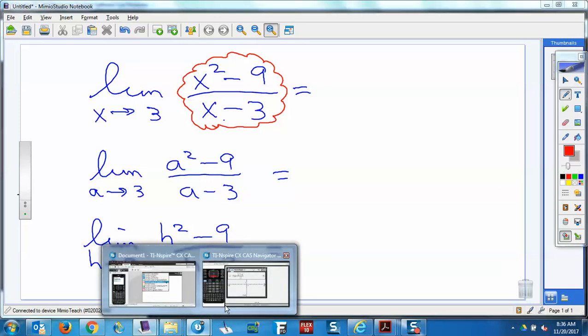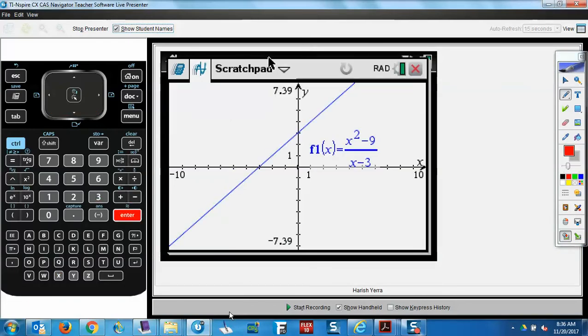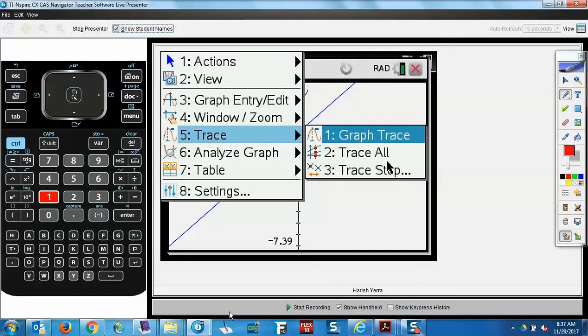So we go onto our calculator here, and Harish is doing this for us, and you guys can do it right along with us. And we graph it, and that's interesting, it looks like a line. It's the line what? It's x plus 3. Except, trace at 3, Harish. Trace at 3. What's going on at 3?